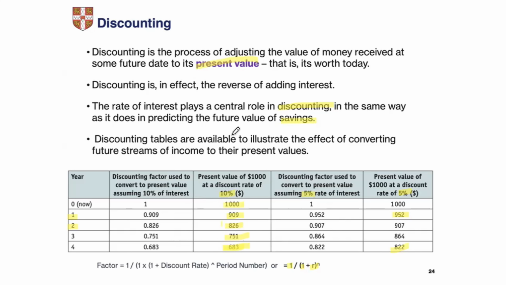And the last point: discounting tables are available to illustrate the effects of converting future streams of income to their present value. So this is a discount table. A discount table is a table with the various discount rates. These are the discount rates. If you multiply the discount rate by the amount that we are discounting, it will give you the present value of that amount. And like I said, the discount rate will be given to you in the examination. If not, then we use this formula, but I'm sure it will be given to you.